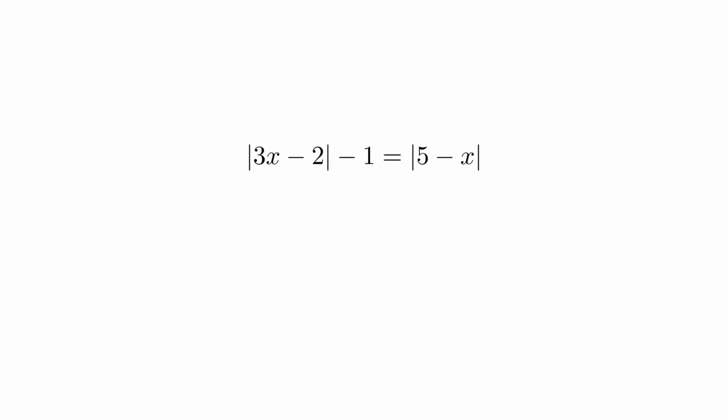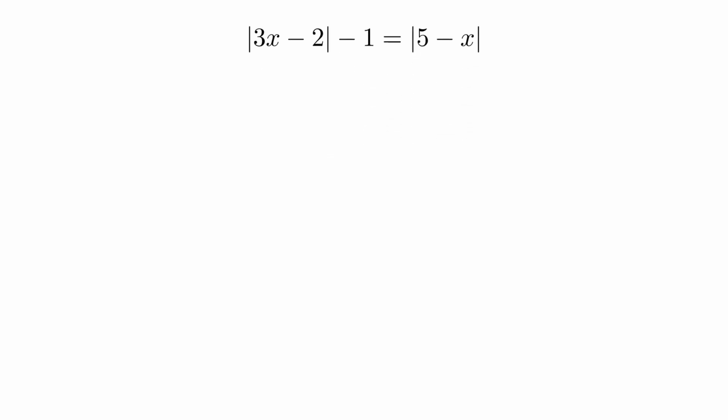So we have the absolute value of 3x minus 2, minus 1, equal to the absolute value of 5 minus x. So I've gone over a variety of different types of absolute value equations. I've gone over some simple ones. I've actually gone over ones with absolute values on both sides. And then I've also gone over some nested ones.